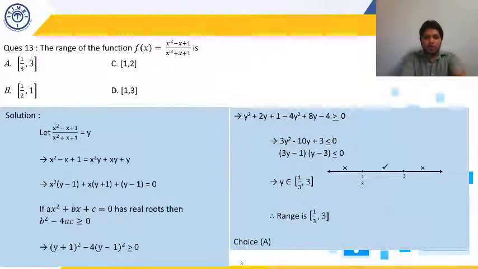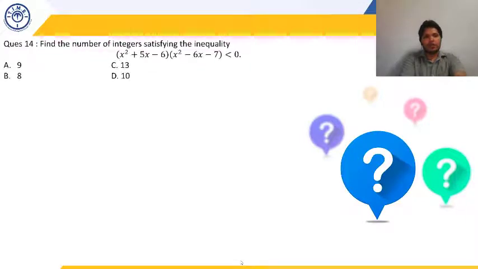Okay, so let's move further. Let's move to the next question, question number 14 of your handout. Again, some inequality kind of question. Just try to solve this question once, or just try to get an idea, and I'll be solving it for you. Just take 30-40 seconds to get an idea.